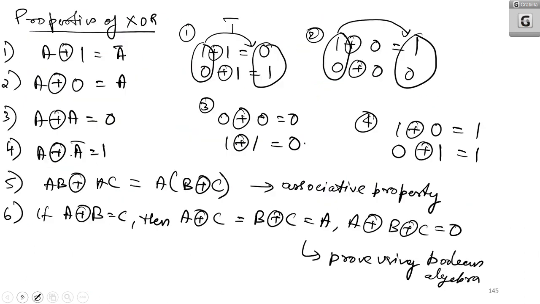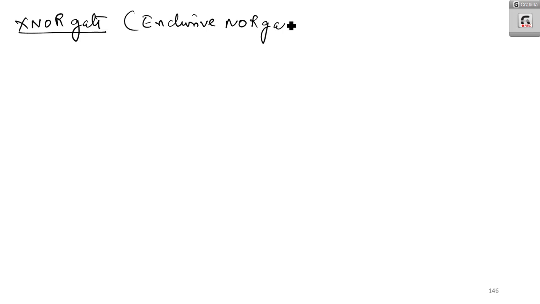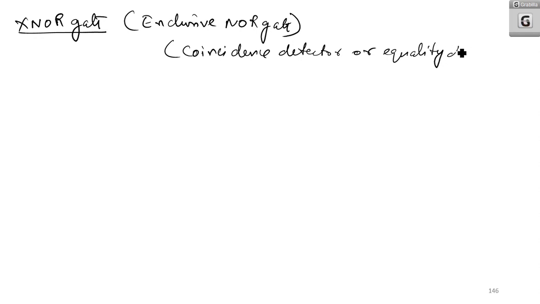Now coming to the XNOR gate, or exclusive NOR gate. It is also known as a coincidence detector or equality detector.